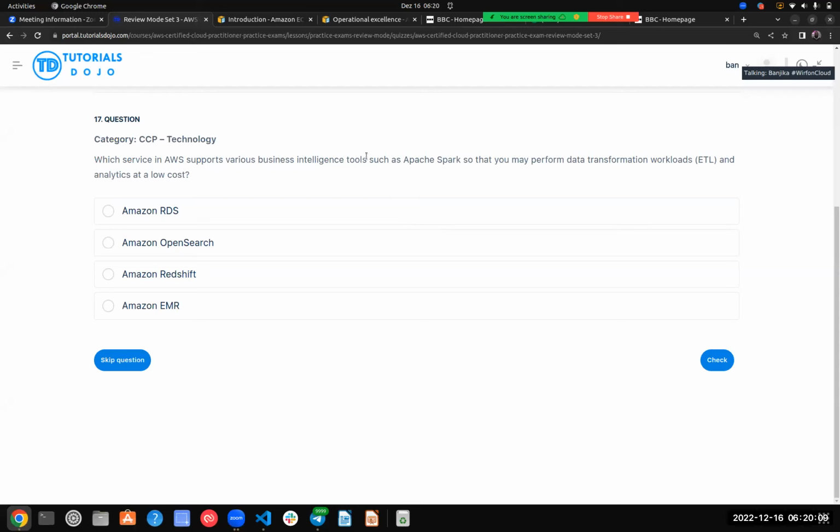Then the next question is for you, Edwin. Which service in AWS supports various business intelligence tools such as Apache Spark so that you may perform data transformation workloads and analytics at a low cost? Tools that support Apache Spark to perform data transformation workloads. Which AWS service would do that?